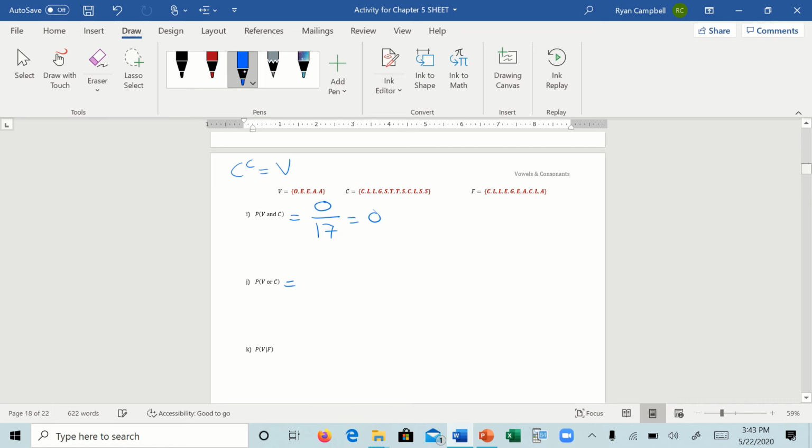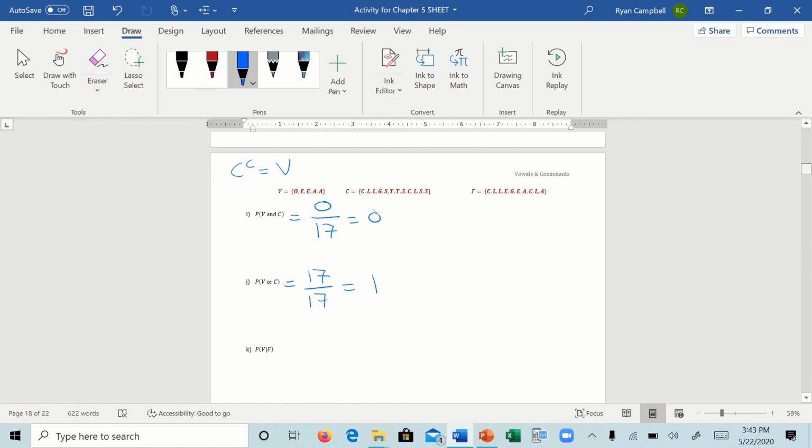And then what about if it's in V or C? Well, since all of our letters are either vowels or consonants, that's just all of them, right? And we can actually count it out. We end up with 17 out of a total of 17, which is just 1. Easy.